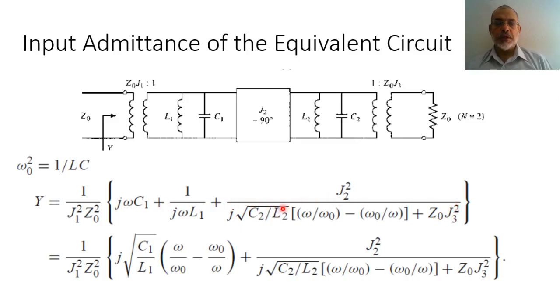And by arranging the formula of this admittance, we obtain that the admittance can be arranged as 1 over J1 squared Z naught squared, j square root C1 over L1, omega over omega naught minus omega naught over omega, plus J2 squared over this term.